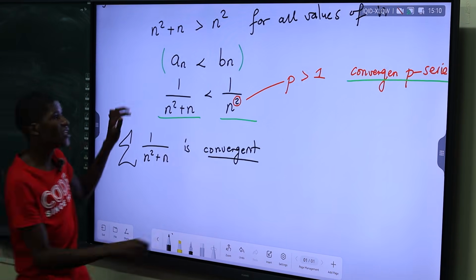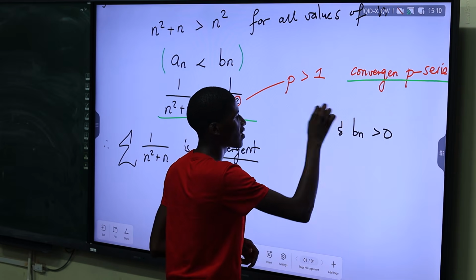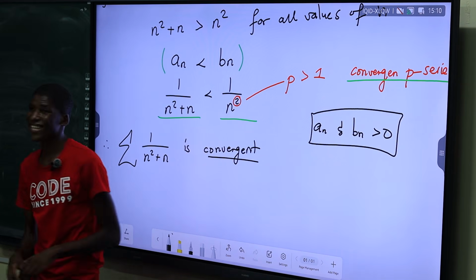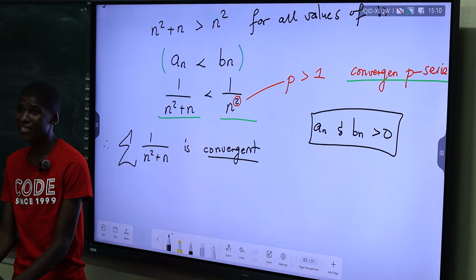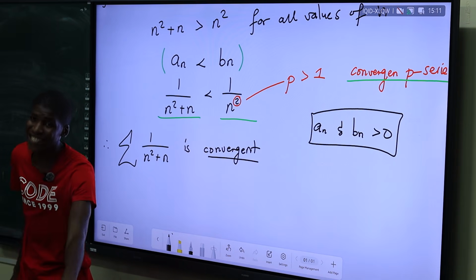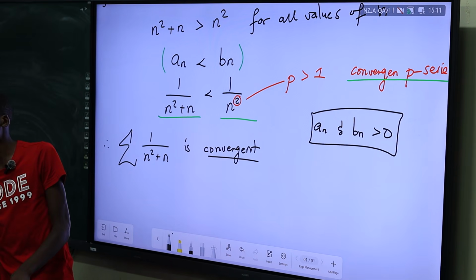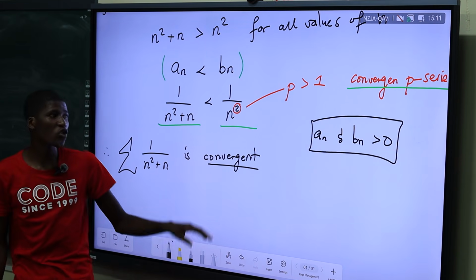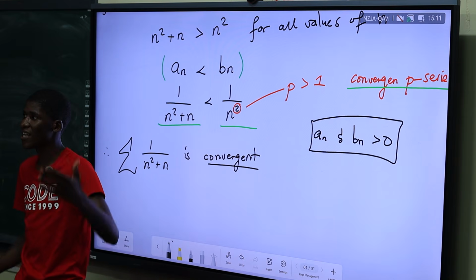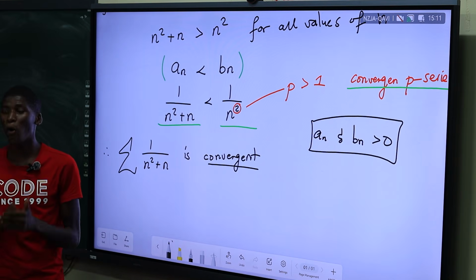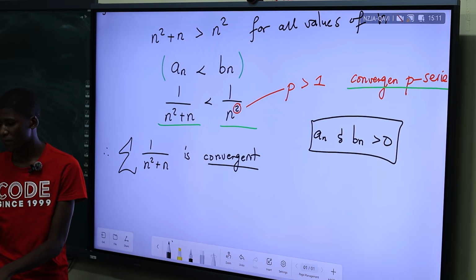Alright, so one restriction: your AN and BN must always be positive numbers. They must always be greater than 0. If it's less than 0, it won't be able to work. I'm sure you know some negative numbers act opposite, right? Like positive 100 is bigger than 0, but 0 is greater than negative 100. So we can't compare with negative numbers. We need the values of the terms AN and BN to always be positive, so that we can compare them. Both of them must always be positive.